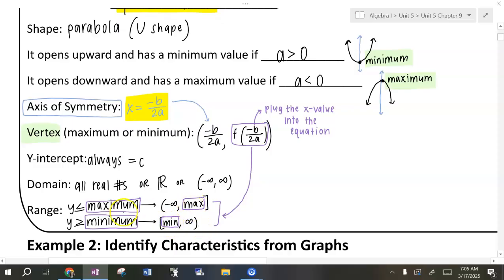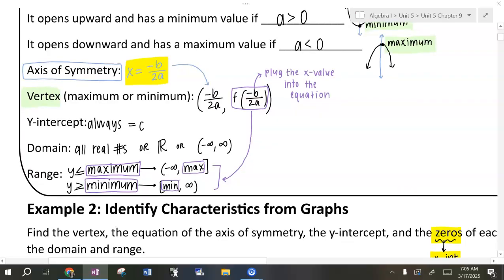That max and min that you're filling in here comes from the y value of the vertex. Because if you remember, the vertex is the highest or lowest point on the graph, so that's going to tell you the highest up that the graph goes or the lowest down that the graph goes. And remember, for range, you're always using a y value, so that's why you're plugging in that max or min, the y value of the function.